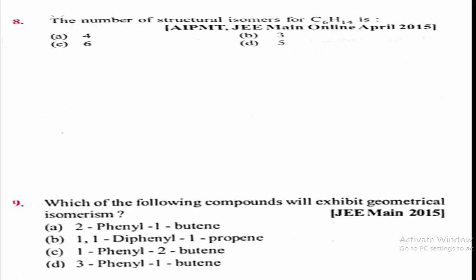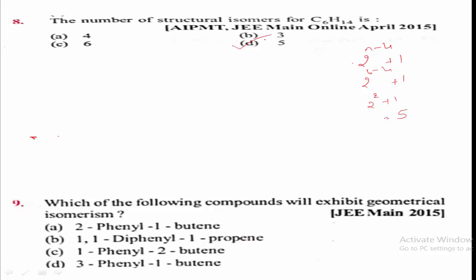Okay students, next question number 8. The number of structural isomers for C6H14 is. Okay, now if you follow alkane's structural isomerism formula, what is that? I told you already, that is 2 to the power of n minus 4 plus 1. Is it right? They given number of carbon atom 6, therefore it becomes 2 to the power of 6 minus 4 plus 1, means 2 to the power of 2 plus 1 equal to 5. Is it right? Yes, therefore directly write the answer for this question, option D.